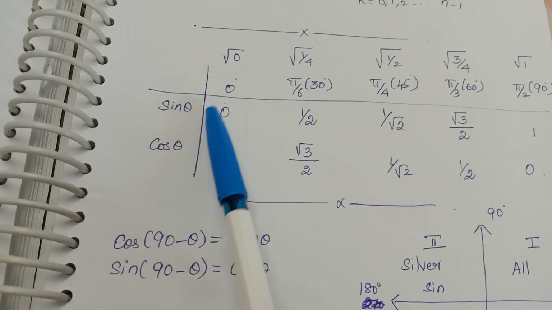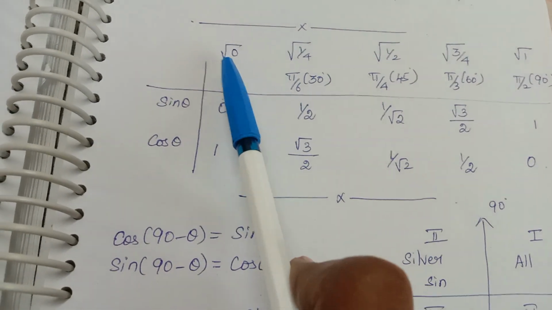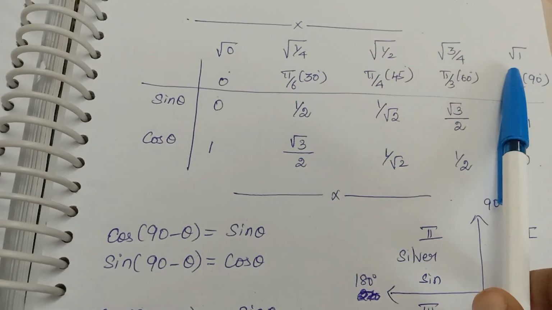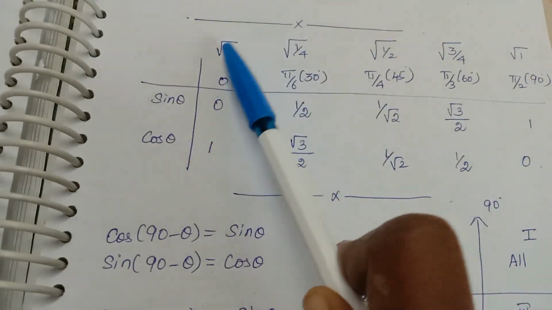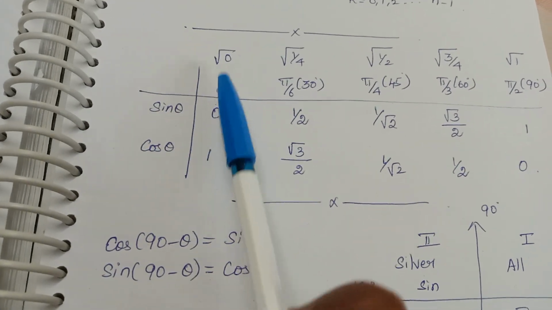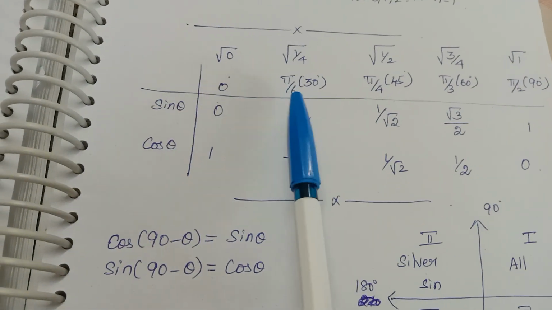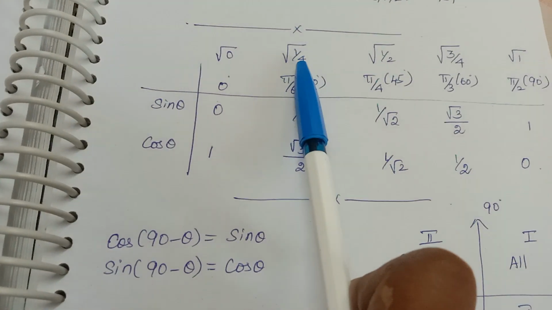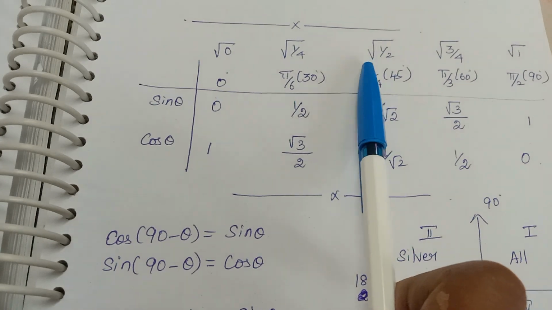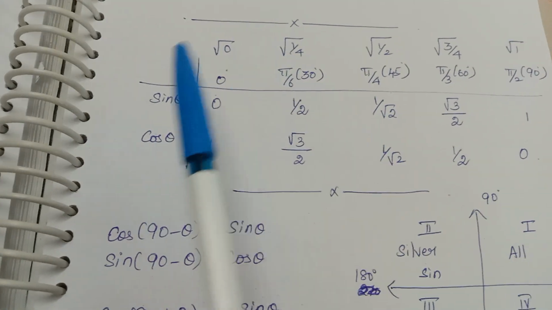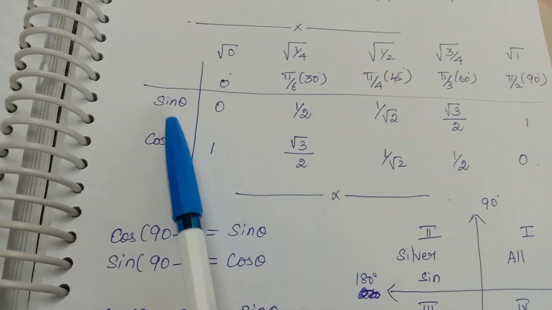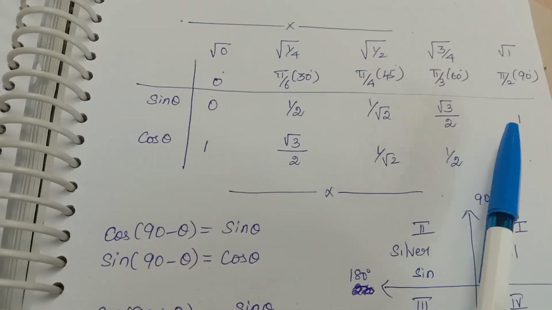For writing these values, a small trick is to write the numbers 0, 1 by 4, 1 by 2, 3 by 4, 1 and take square roots. The respective values will be the values for sine theta. That is, sine 0 equal to 0, and sine 30 equal to root 1 by 4, which is 1 by 2. Sine 45 equal to root 1 by 2, that is 1 by root 2. Sine 60 equal to root 3 by 4, that is root 3 by 2. And sine 90 equal to root 1 equal to 1.